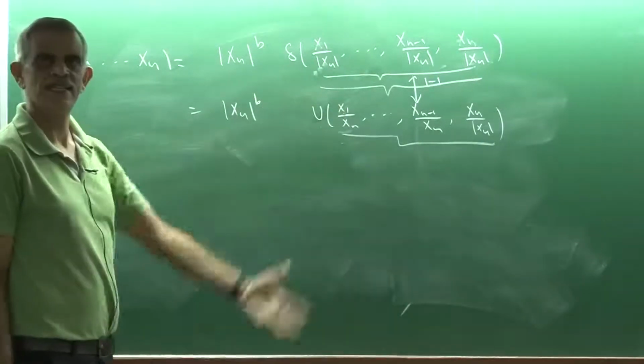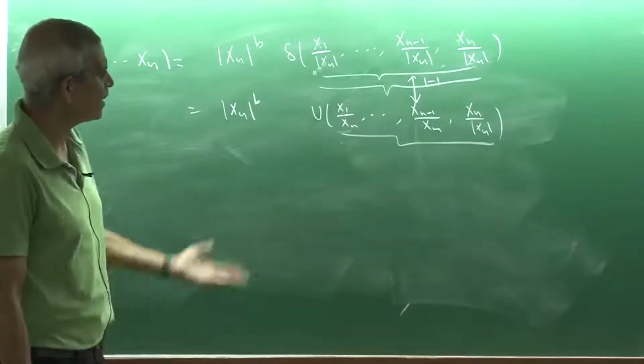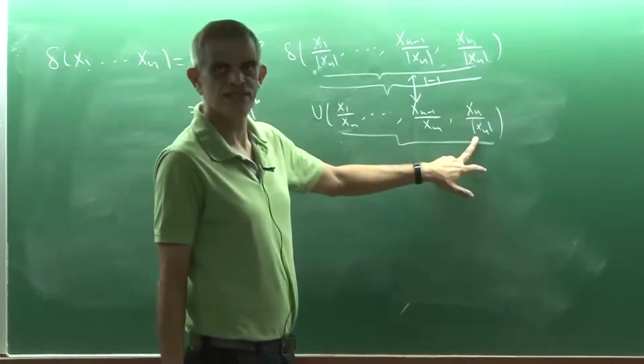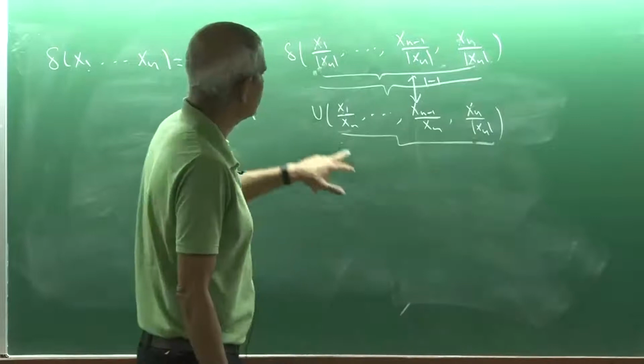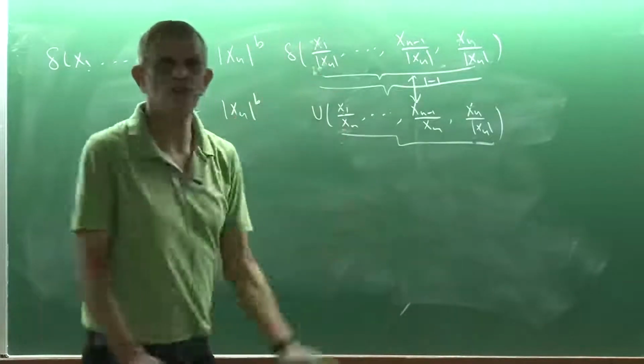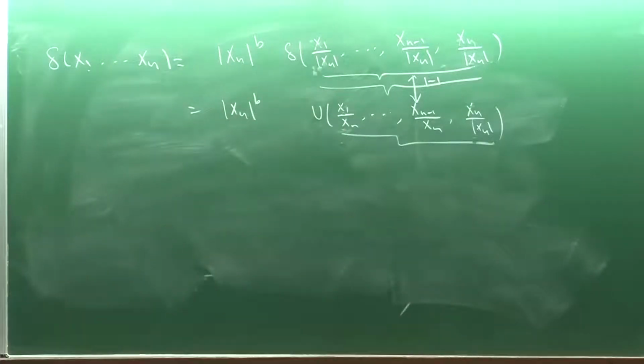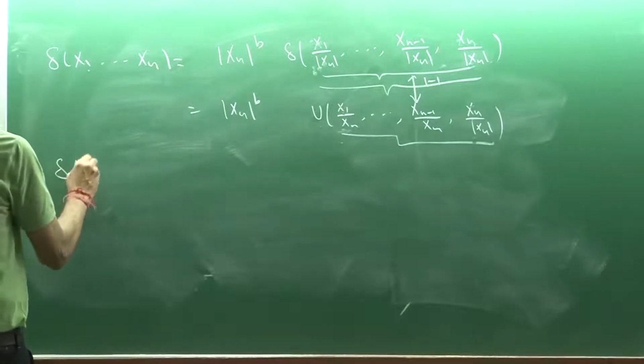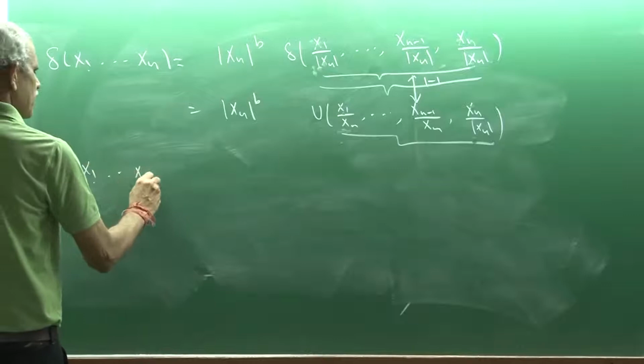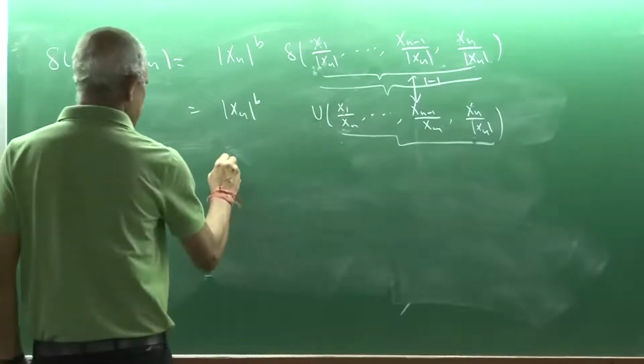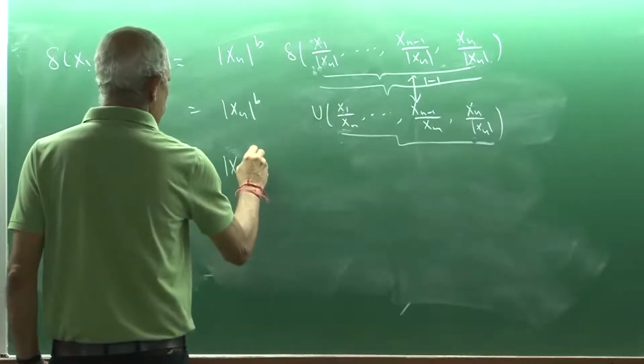So that would be a function of this quantity itself. And conversely, you can use the same argument. If I know this, I know the sign of this. If I know the sign of this, then x1 upon xn and x1 upon mod of xn are one-to-one functions. So this implies that delta of x1, x2, xn is the same as mod of xn to power b.